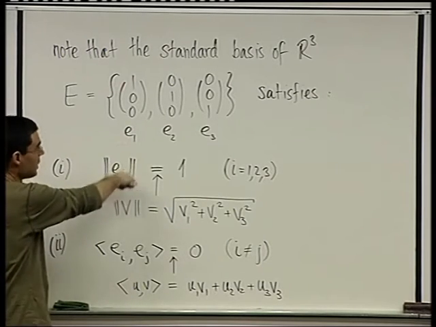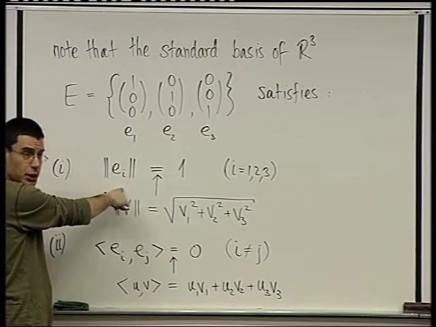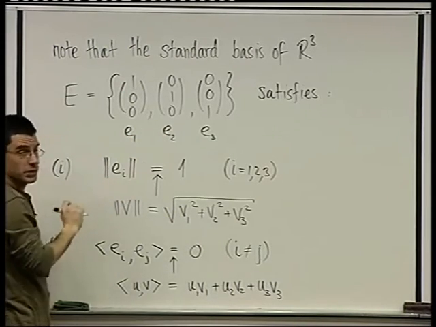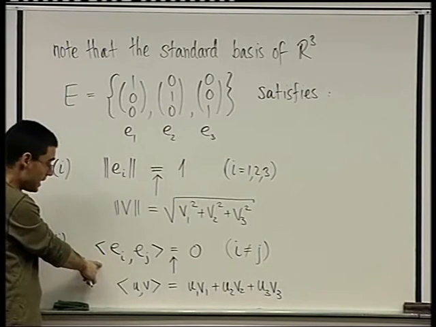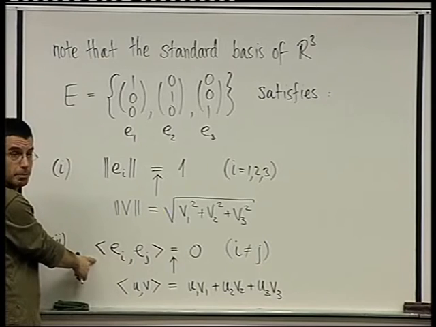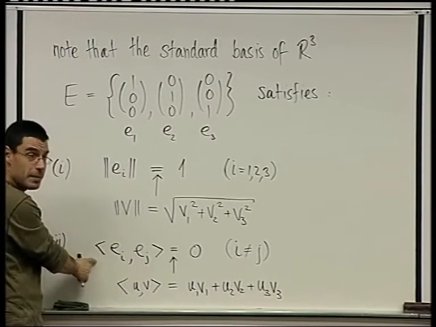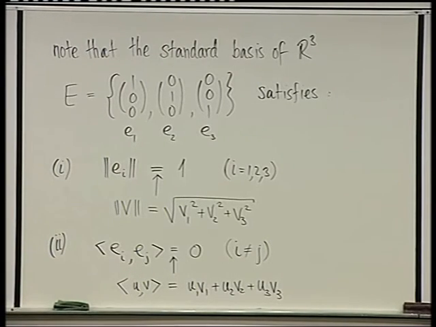This means that each of these vectors has length 1, often called a unit vector. Each of these standard basis elements is a unit vector. This means that they're pairwise perpendicular. Why? So let's look back a minute at the definition of the angle. The angle was defined over here on this board.